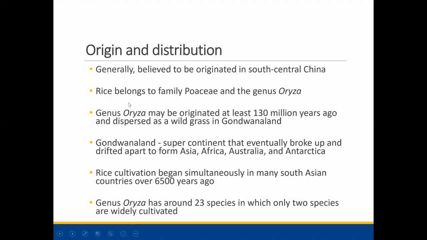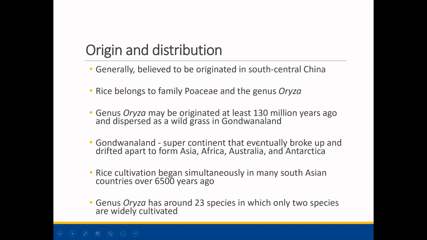If you look back at the history of the genus Oryza, it may have originated at least 130 million years ago, and it was dispersed as a wild grass. The genus Oryza earlier was a wild type in a particular landmass we call Gondwana land. What is Gondwana land? It's a huge landmass, called a supercontinent.